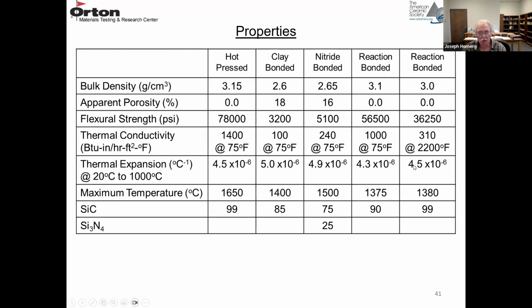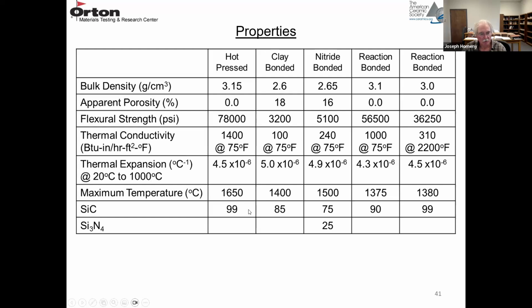The thermal expansions are pretty low, all under about 5 times 10 to the minus 6 per degree C. And this expansion is an average from 20 to 1,000 degrees C. And to keep this in perspective, MgO was about 13.5, about 3 times higher, and alumina was about 8.4, about 2 times higher. These are the maximum temperatures that you can use these materials. And then the silicon carbide and the silicon nitride content.